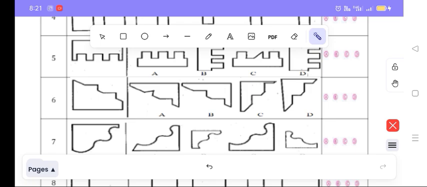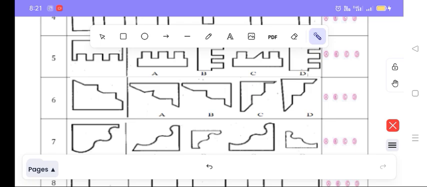Question number 6. In question number 6, the square is cut diagonally and two L shapes are cut here, and at the end there is a slant line. See when you look at this one, every line is there, but when you compare the size of the L shape, here it is very small, so it cannot be the answer.